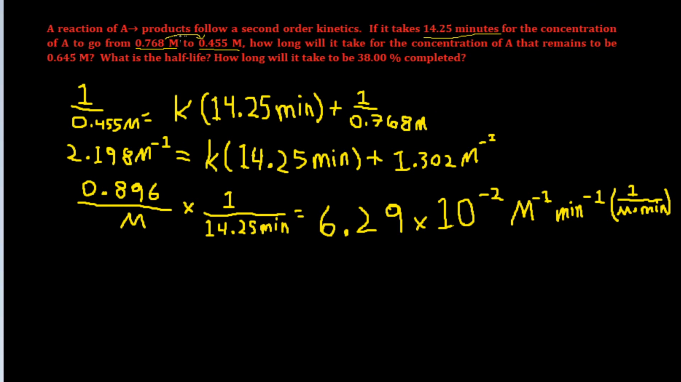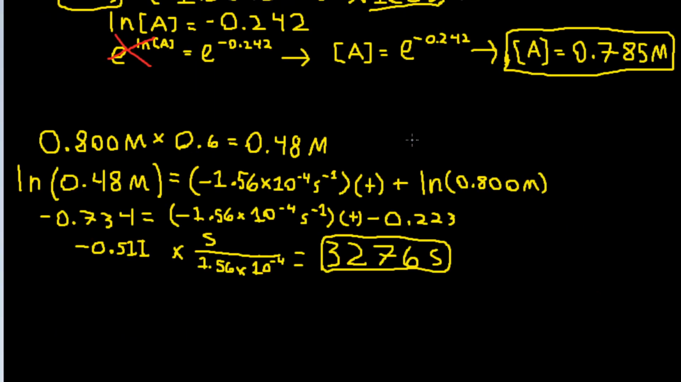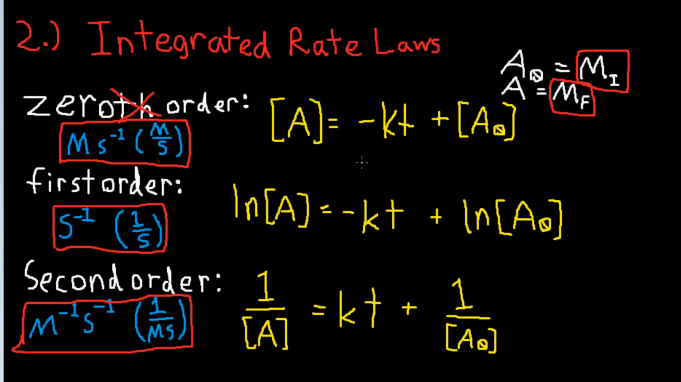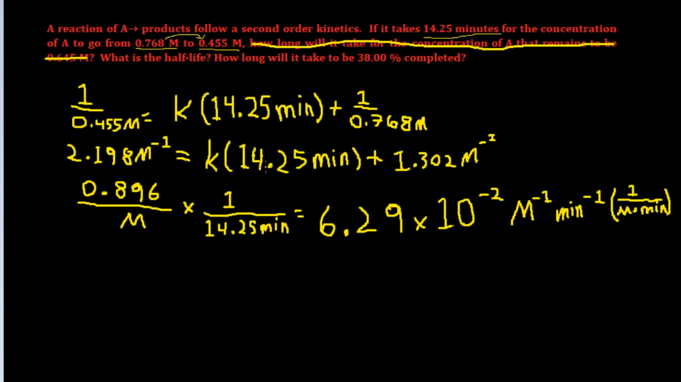So finally, we'll be doing something a bit different than we've been doing. A reaction of A to products follows second order kinetics. If it takes 14.25 minutes for the concentration of A to go from 0.768 molarity to 0.455 molarity, how long will it take for the concentration of A that remains to be 0.645? Now we're not going to be doing this last part because you already know how to do that, or you should, according to this little procedure here in these equations, but we will instead do something that we haven't done yet, which is finding the K value from these values given.